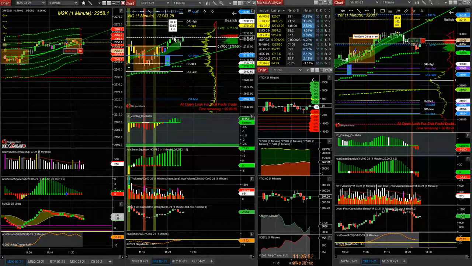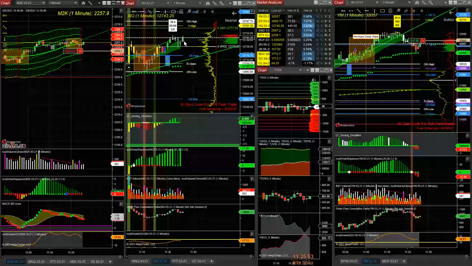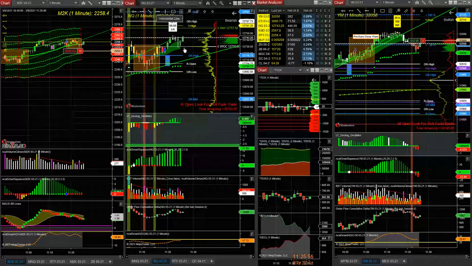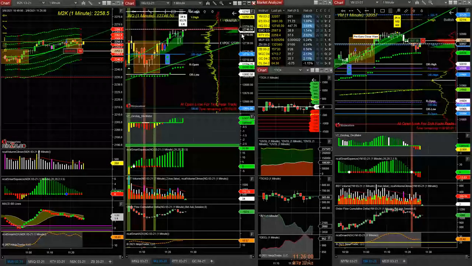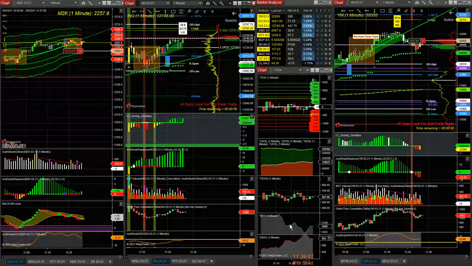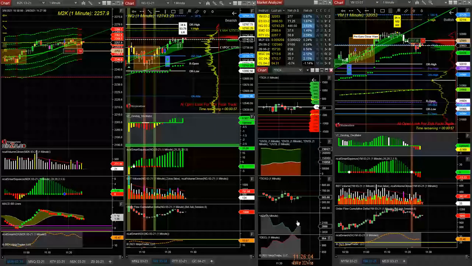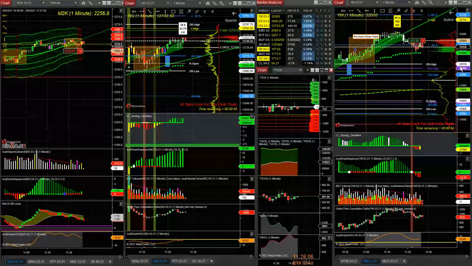We can get another opportunity to short NQ. So what we did, we got out, made that little profit. You're going to get a little whippy into the close, and then we're going to short it one more time.